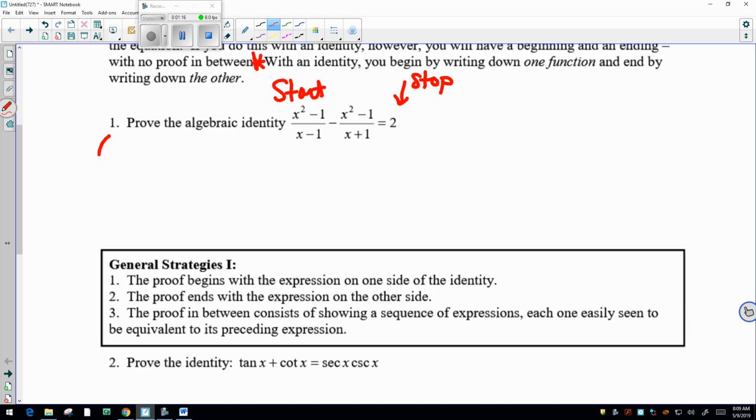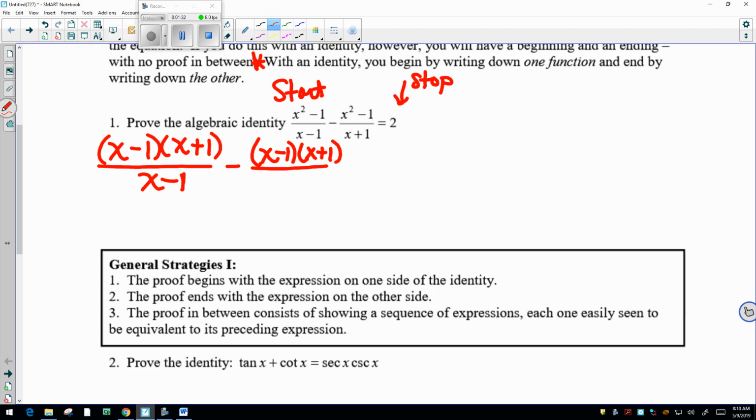So if I'm starting with the left-hand side, I can take a look at the numerator and say, well, that's going to split up into x minus 1 and x plus 1 if I were to factor that out. Keep my denominator of x minus 1. Same thing with my numerator on my second fraction. It's still going to split up into x minus 1, x plus 1, and then it's all divided by x plus 1. Now, keeping in mind, I'm only working with the left side. So I'm trying to make it look like 2. I know my answer should be 2.